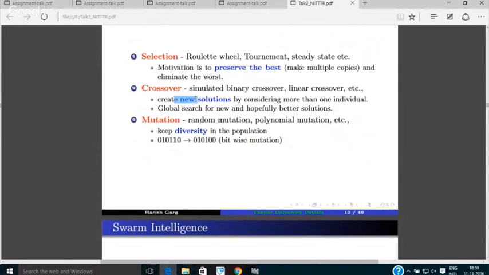And the functionality of this crossover is to create a new solution. Okay, like say 1 and 2. If you pick up the two numbers 1 and 2, then what's your task? Either you can use 1 plus 2, 1 minus 2, 1 divided by 2, 1 to the power 2, and so on. So it creates a new solution, because if you take 1 plus 2, then the new number is 3. If you take 1 multiply 2, it's 2. 1 divided by 2 is 0.5, and so on. So it creates a new solution by considering more than one individual.